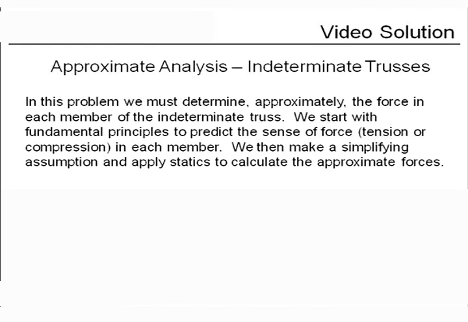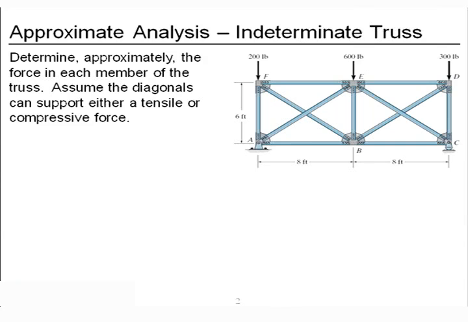We'll then make some simplifying assumptions, and then we'll apply statics to figure out the approximate force in each and every member of the truss. We'll go back, we'll compare against our prediction to make sure we have confidence in our results. It's a two-panel truss with diagonal members that are crossing. That suggests that it's probably an indeterminate truss.